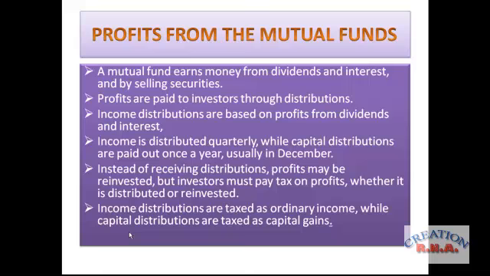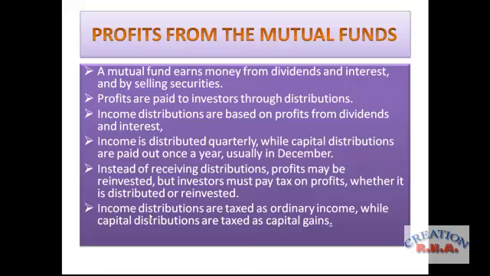Now remember, whenever a profit is made from the selling of securities, a capital gains tax is applicable to it, and for the dividends and the interest there would be a tax as regular income, because they would be distributed to the investors. Whenever they are distributed to investors, it will be taxed as regular income. Okay, profits are paid to the investor through distribution.